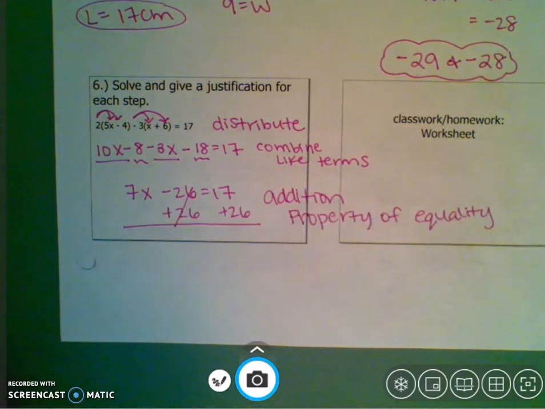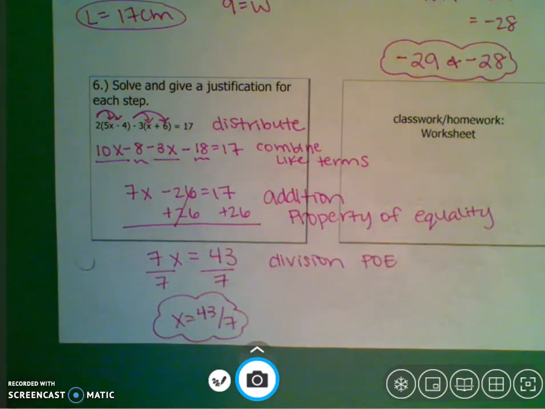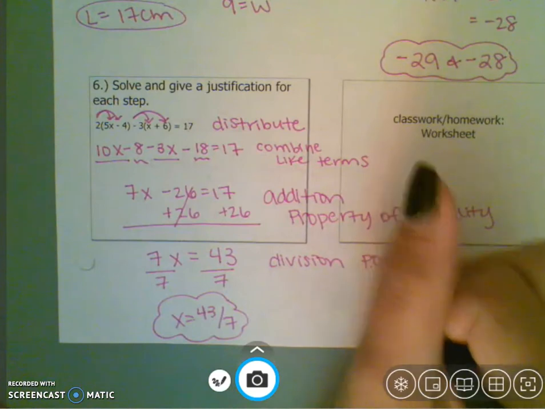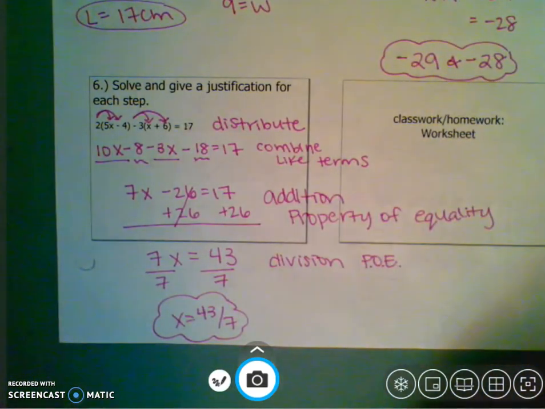So when you add the 26 to both sides, that's the addition property of equality. So then you're left with 7x equals 43, and your last step is to divide, so that's the division property of equality. When we're writing property of equality, sometimes we label it POE for short, but your final answer should be 43/7.